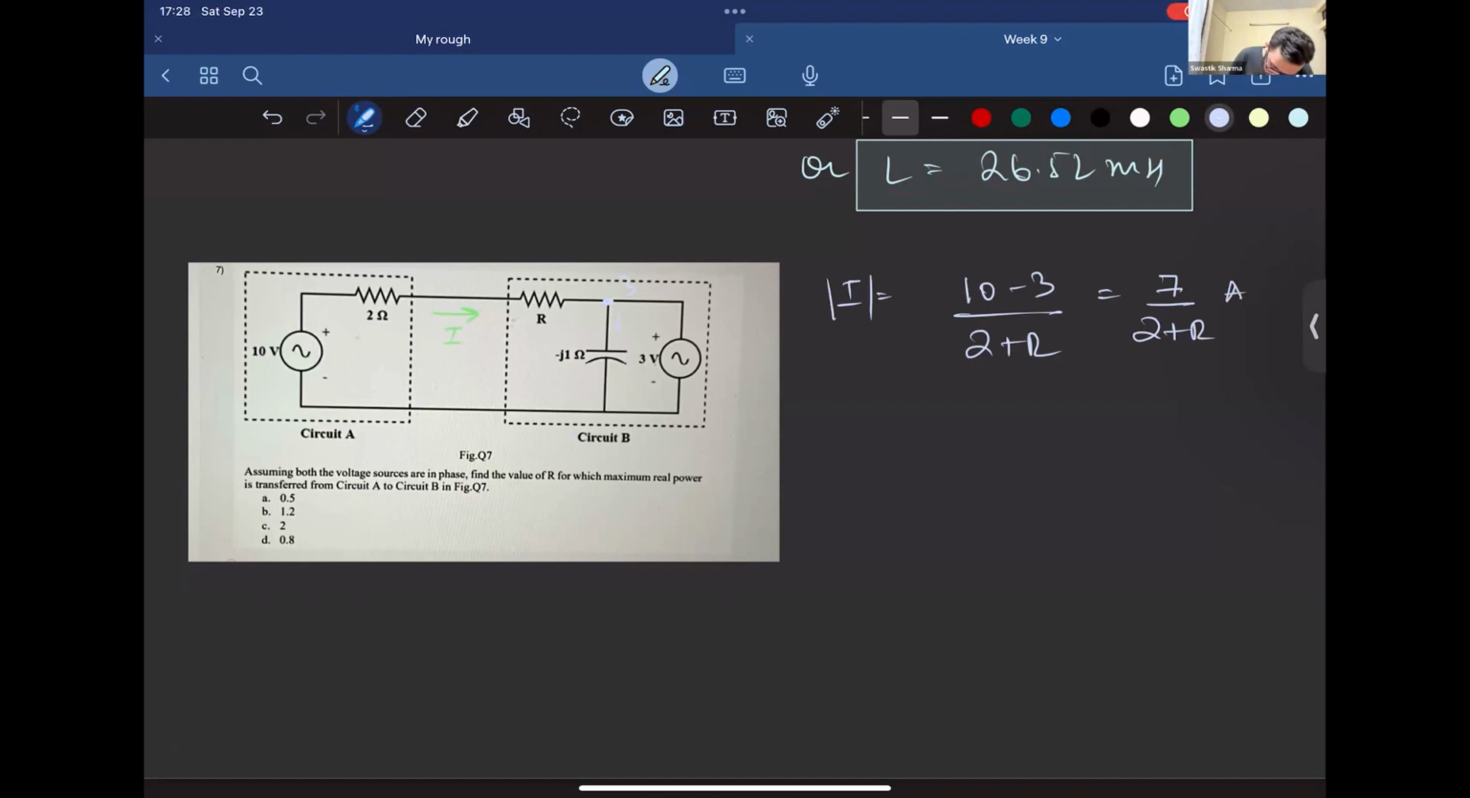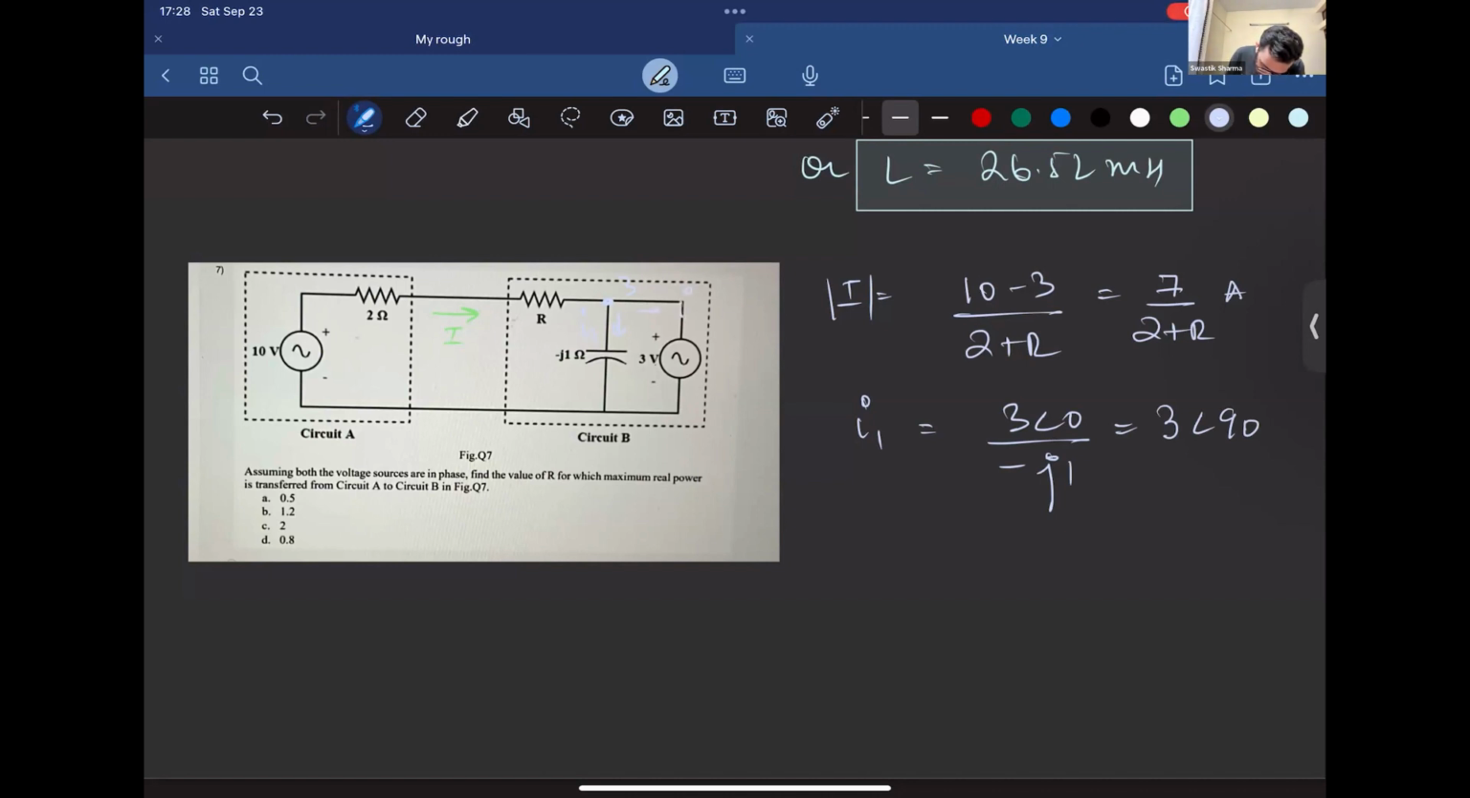Now, what is this current? Let's call it I1. So I1 is given by 3 angle 0 upon minus j, so it should be minus j, right? So it would be 3 angle 90. Let's see. Yeah, 3 angle 90, right?